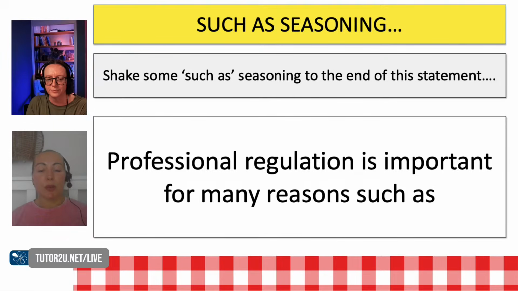Okie dokie. So we're going to do an activity that we like to call such as seasoning. So we're going to add the such as on, okay? So we're going to finish the statement by saying such as. So professional regulation is important for many reasons, such as. Now, this is a topic that generally students find quite tricky, okay? So let's all have a go at this one. So why is professional regulation important for many reasons? Can you give me one reason?